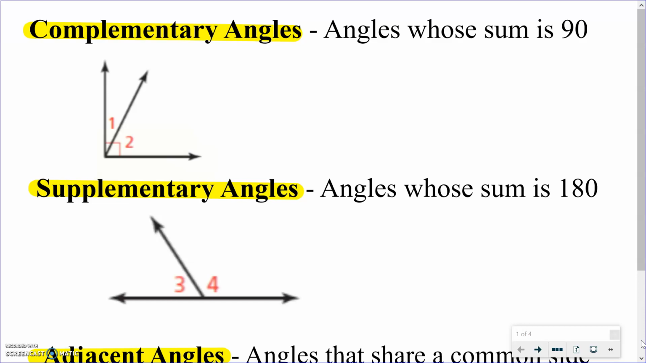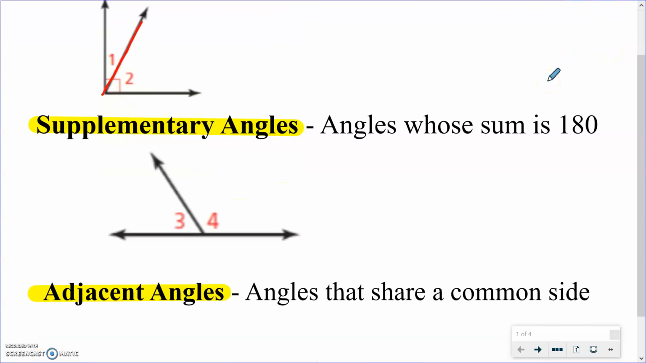Complementary angles are angles whose sum is 90 degrees, and so that means if you add them together, they are 90 degrees. They don't necessarily have to be touching like these guys and sharing a side, but they can be, but they are always going to equal 90 degrees.